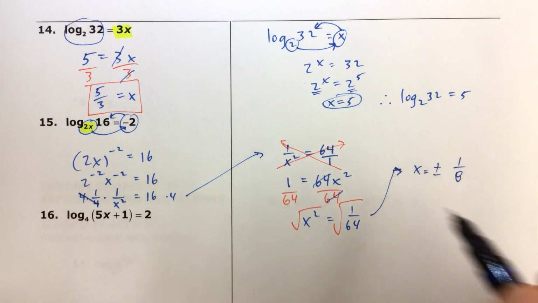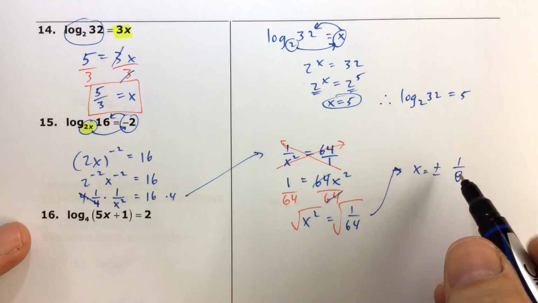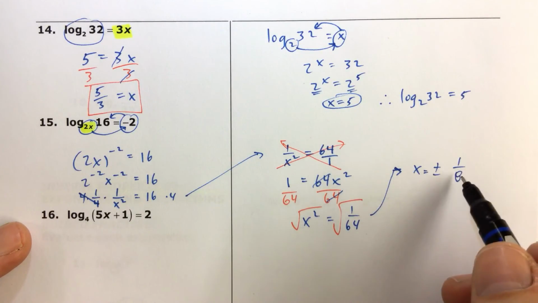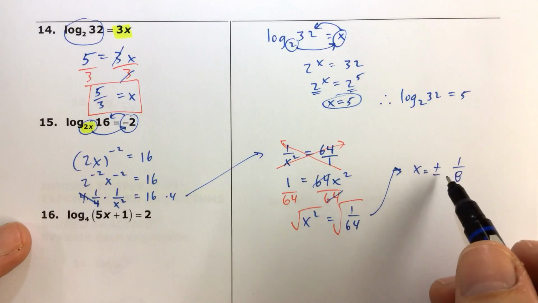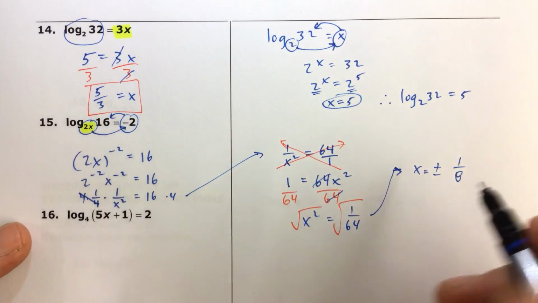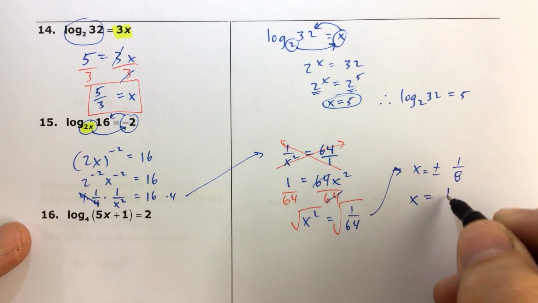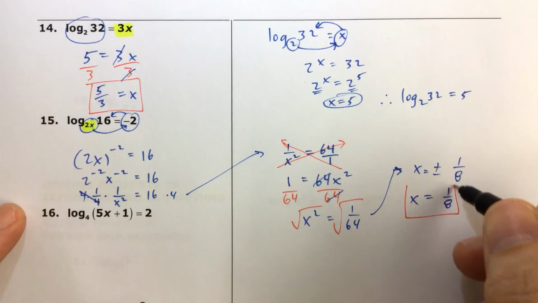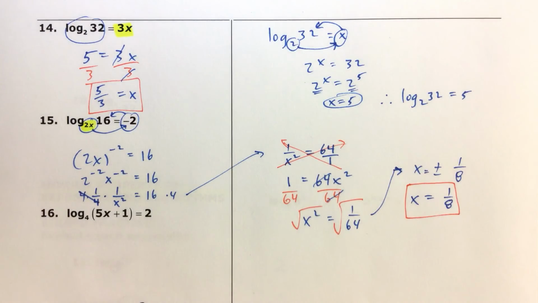But here's the thing. If you remember in the last section, we always had to check our answers. We had to check to see if what we got may be an extraneous solution. In fact, our bases always have to be positive. So we're going to throw out the negative 1/8, and we're just going to keep the 1/8, and that is going to be our answer.